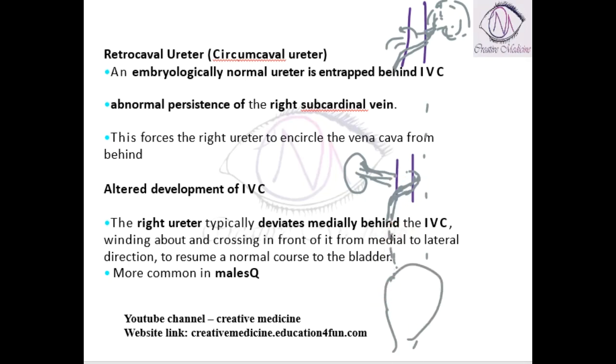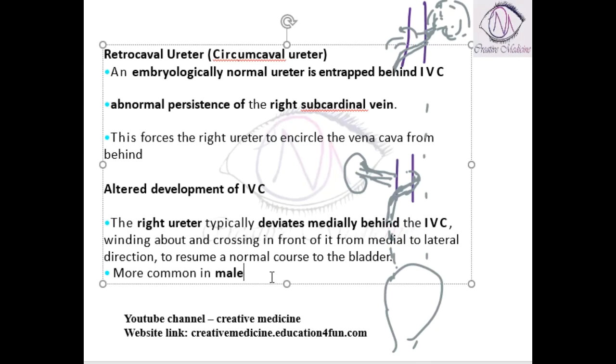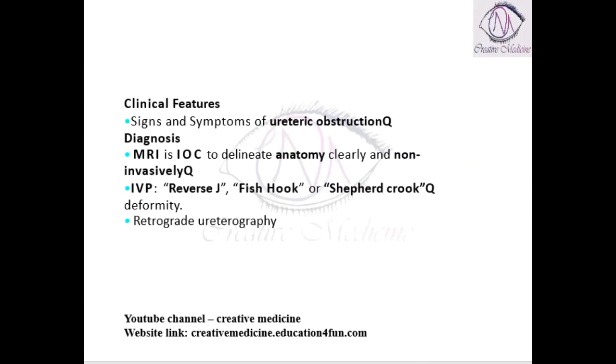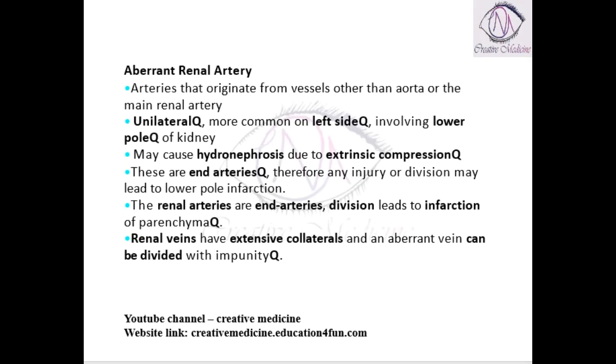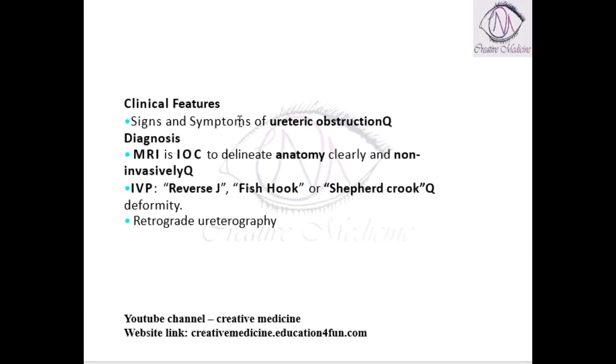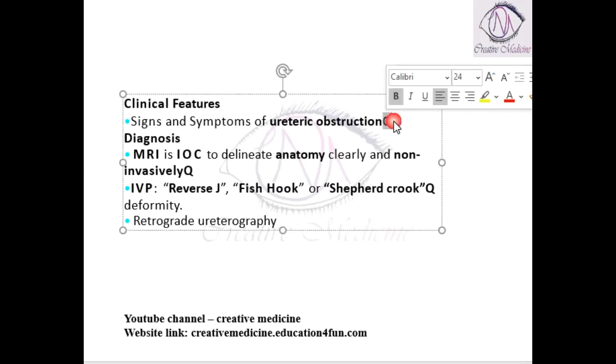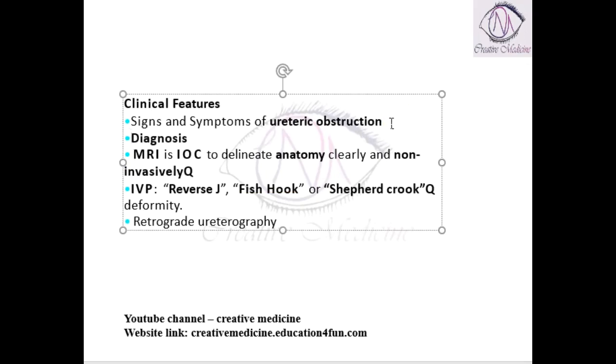Now, this is also called circumcaval ureter. It is more commonly seen in males than in females. Now, in the circumcaval ureter, the main clinical features are, because here the inferior vena cava is constricting or obstructing the ureter, the features of ureteric obstruction and hydronephrosis are seen in the patient.